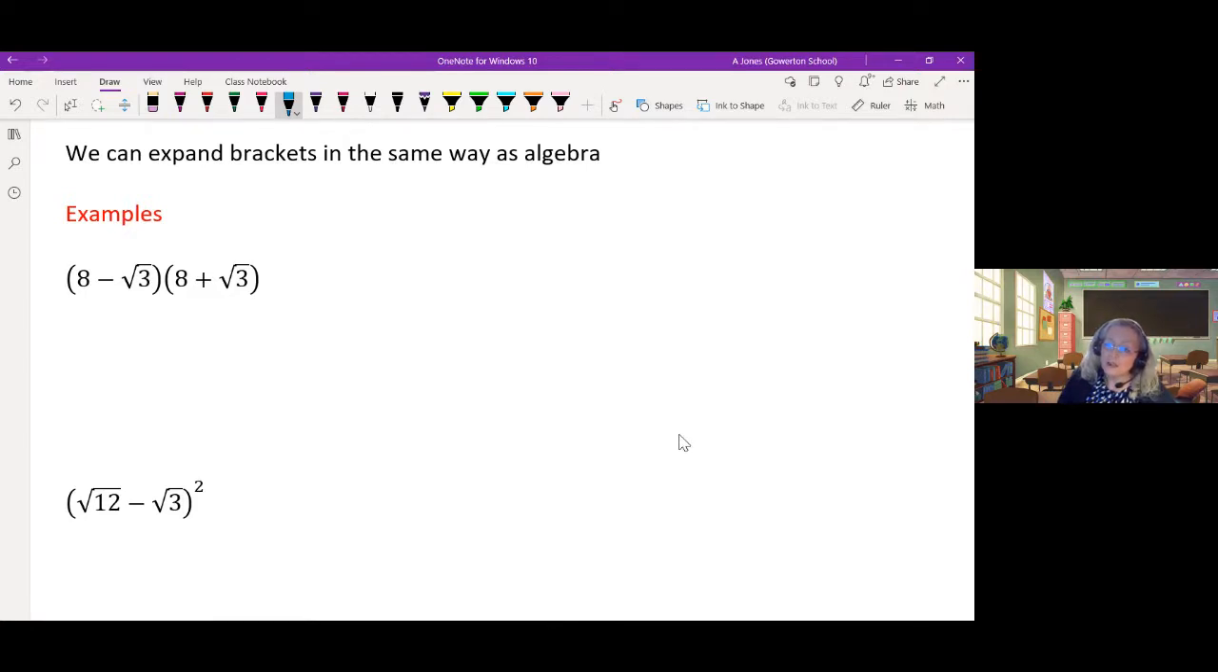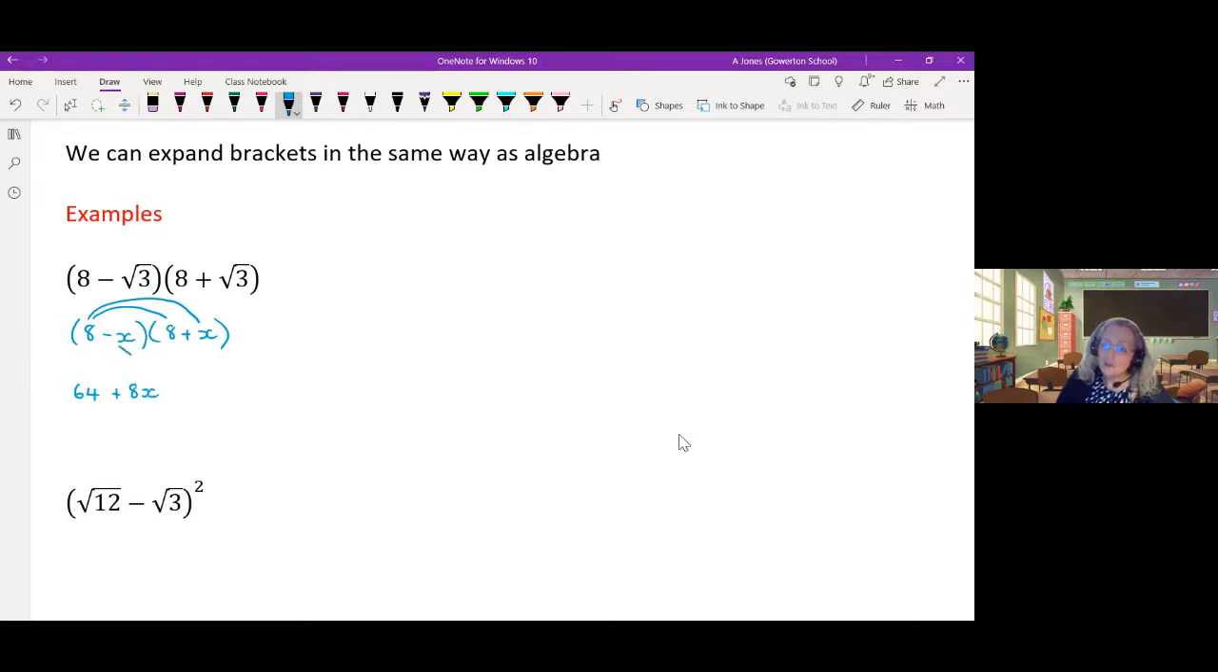So I'm going to think about this one as being 8 minus x, brackets, 8 plus x, and I'm going to think about what would happen if I expanded that. Now, some teachers have different ways of doing this. I start with saying 8 multiplied by 8 is 64, and then I do 8 multiplied by this plus x here, which is plus 8x.